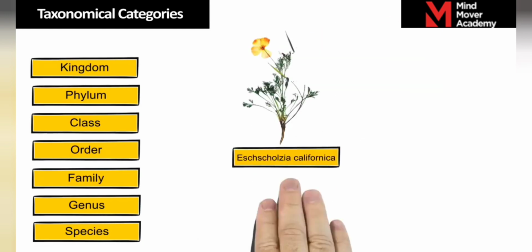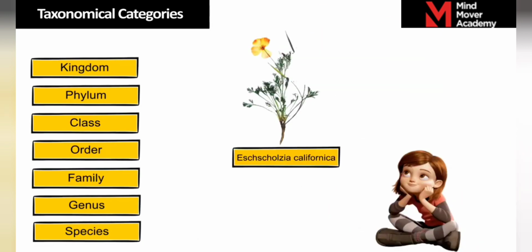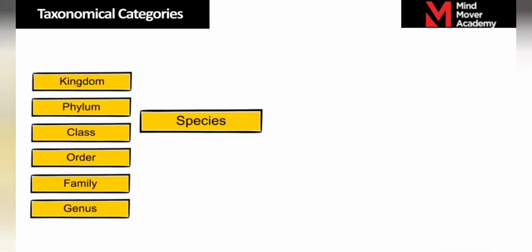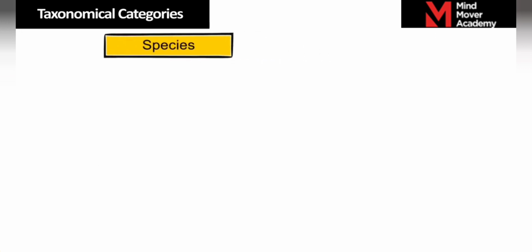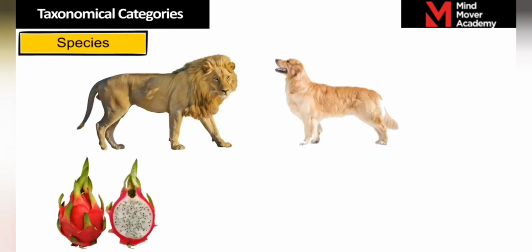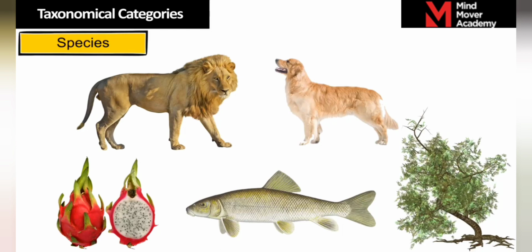So let's discuss each of them one by one, and let's start with species first. Now species is the smallest taxonomic group in the whole taxonomic hierarchy. Organisms having fundamental similarities share the same species. You can easily distinguish one species from another by noticing the difference in their morphology or physical appearance.